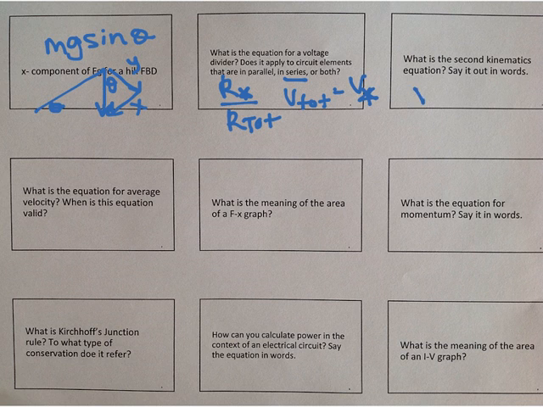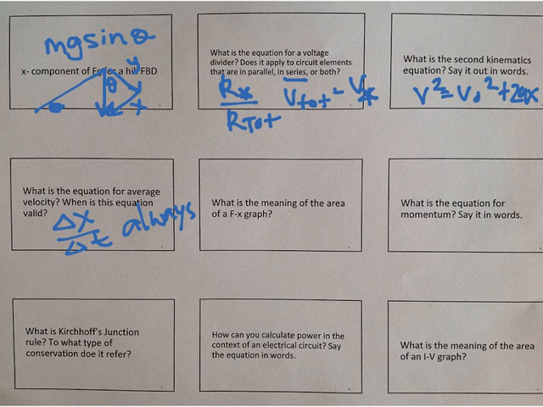Second kinematics equation is your final velocity squared is equal to your initial velocity squared plus 2a delta x. What's the equation for average velocity? This is delta x over t. This is always true. Well, you can always get an average.